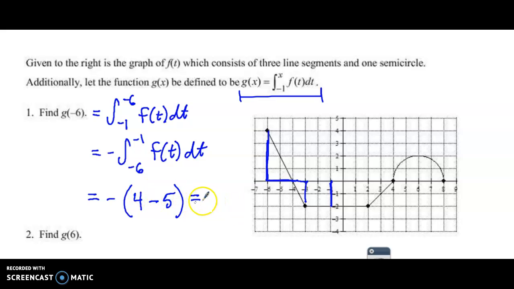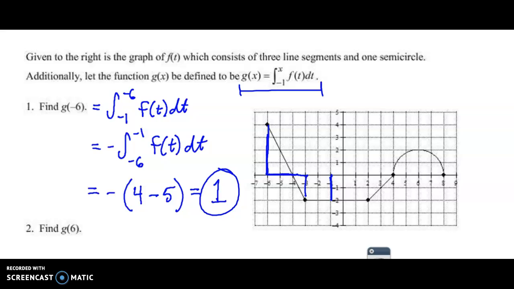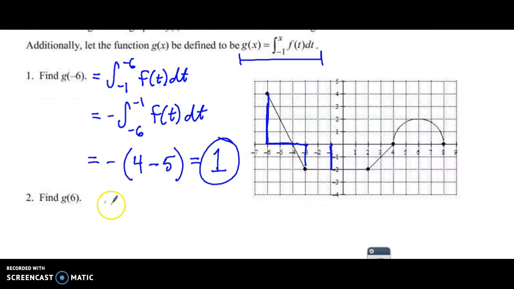So the total area, 4 minus 5 is -1. The negative of that would make that positive. And then you can do the same work for the next one. We're doing g of 6, so from -1 to 6 of f of t. Well, now we don't need to negate because it makes sense to just go from left to right.